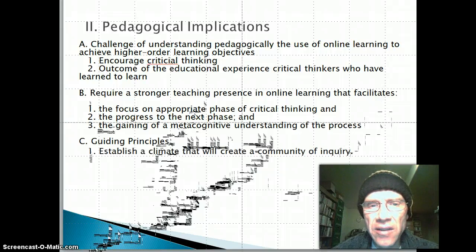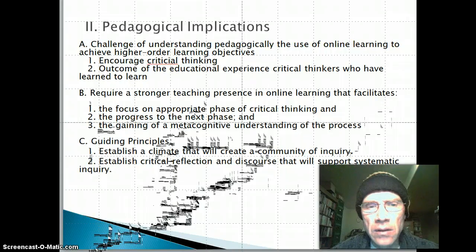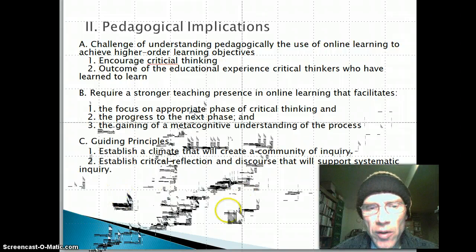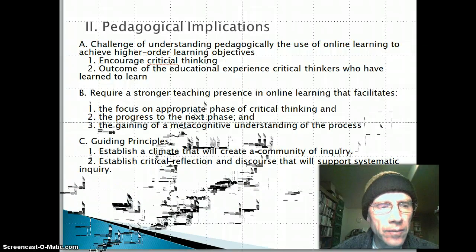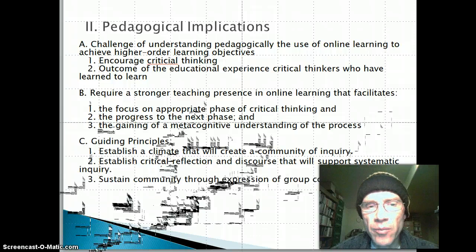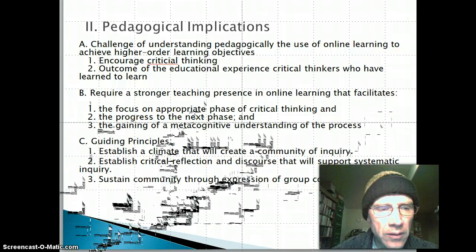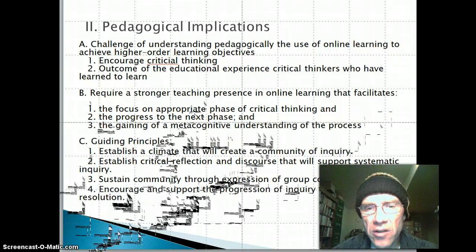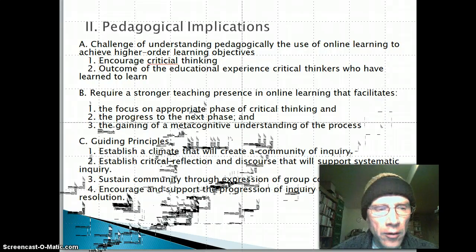First of all, it's necessary to establish a climate that will create a community of inquiry. Next, it's important to establish critical reflection and discourse that will support systematic inquiry. Third, it's important to sustain the community through expression of group cohesion. Fourth, encourage and support progression of inquiry through resolution. This follows Dewey's phases.